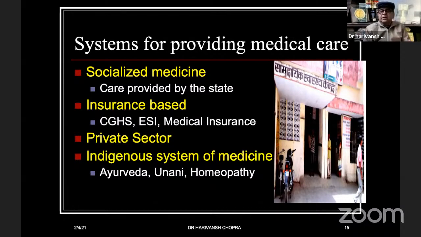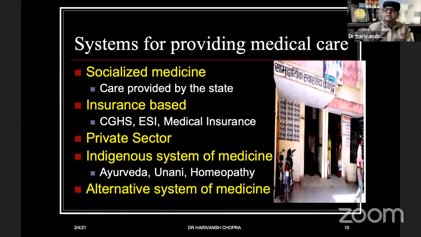And then there are indigenous systems of medicine like Ayurveda, Unani, and homeopathy, which are very, very prevalent in our country. And of course, there is a lot of debate going on about how these Ayurveda people are going to, are they practicing allopathy also? They are doing a lot of things. Of course, that's a question of debate, so we will not be discussing that.